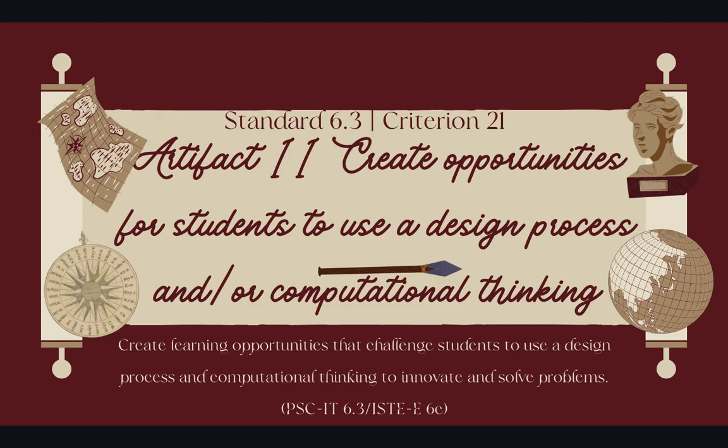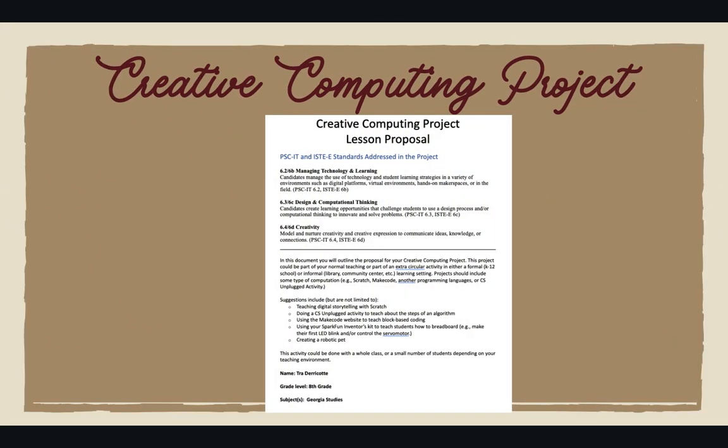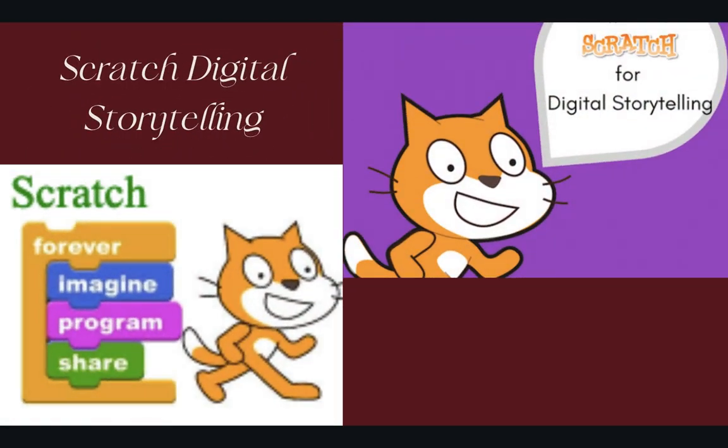So Artifact 11, creating opportunities for students to use the design process and or computational thinking, standard 6.3, criterion 21. So we create learning opportunities that challenge students to use the design process and computational thinking to innovate and solve problems. So for this, I created a creative computing project for my 8th grade Georgia Studies students. They were tasked with creating a digital story of the 21st century in Georgia. With this, students had to explain individuals Maynard Jackson, Andrew Young, Jimmy Carter, and also the event, the 1996 Olympics.